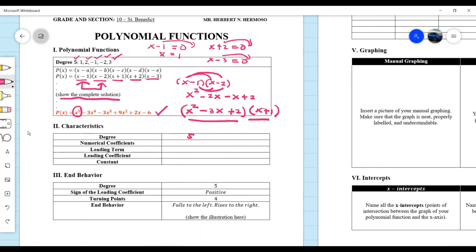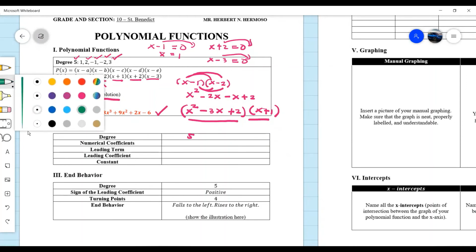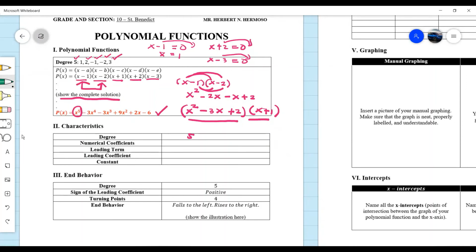Now let's find the numerical coefficients. The numerical coefficients are the following. Here there is 1 beside it, so we have 1. Then the number beside this one is -3. Next, the number beside this one again is -3. The number beside this is +9. The number beside that is +2. And then we have here -6.